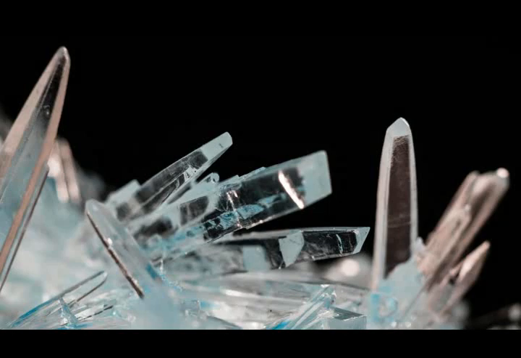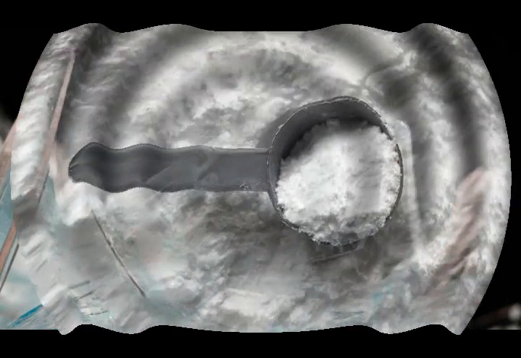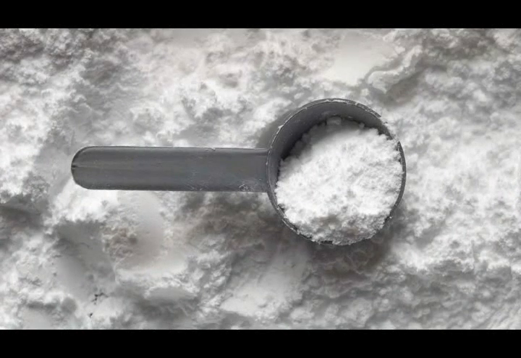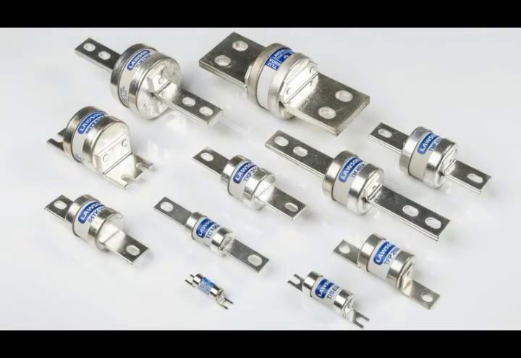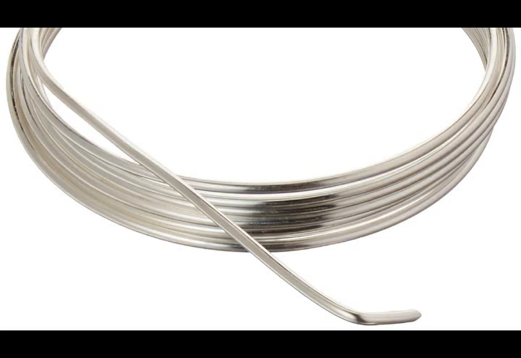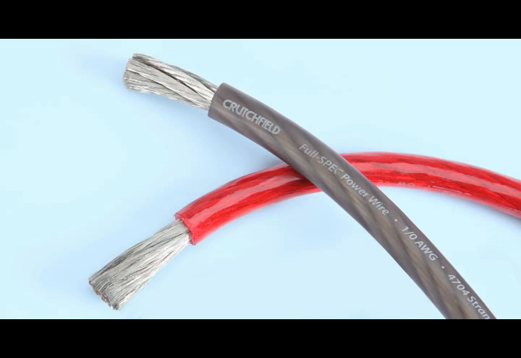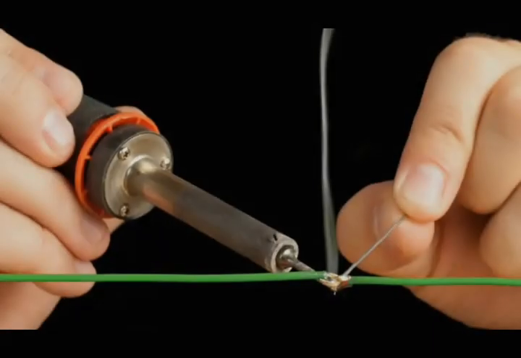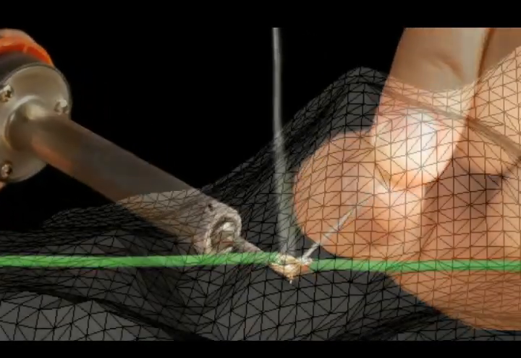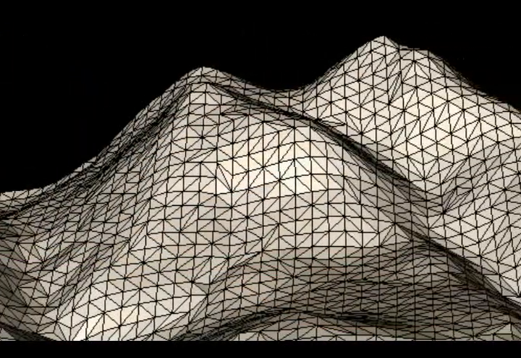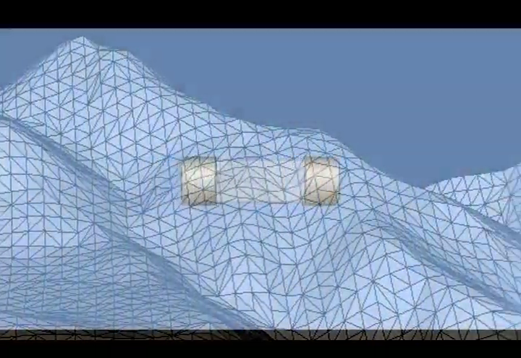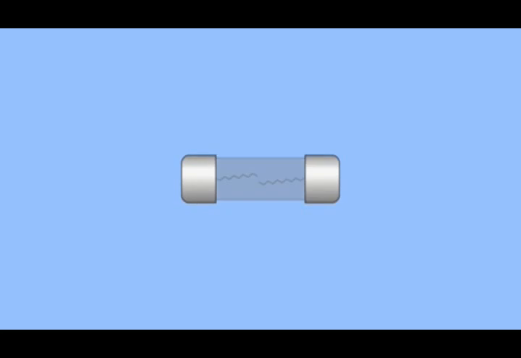The HRC fuse chamber is filled with pure powdered quartz that acts as an arc suppressor. Silver and copper wires are used to make the fuse wire. A fuse wire has two or more parts that are connected using tin. The tin connection reduces the temperature in overload conditions. To increase the breaking capacity of fuses, two or more silver wires are connected in parallel. These wires are arranged in such a way that only one wire is melted at a time.